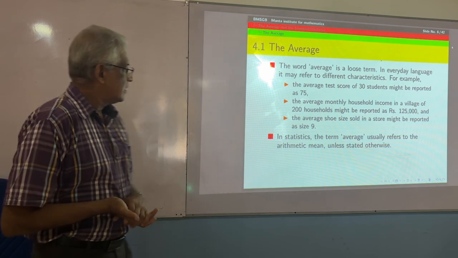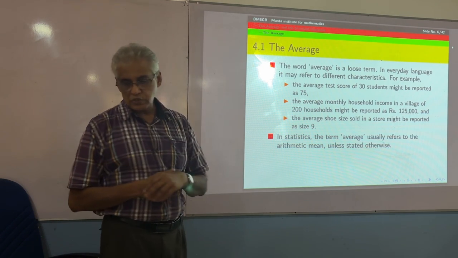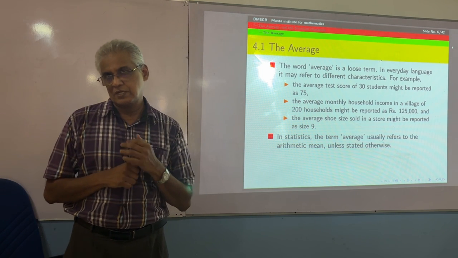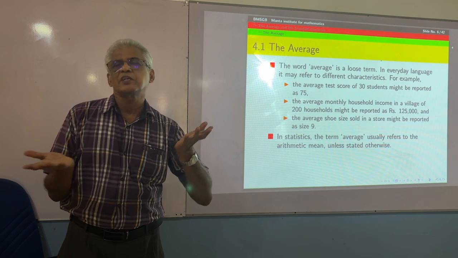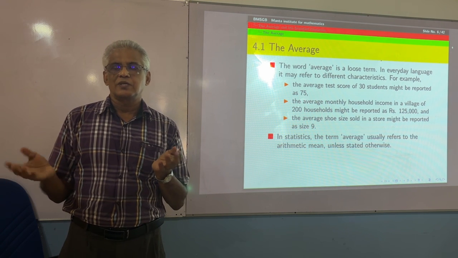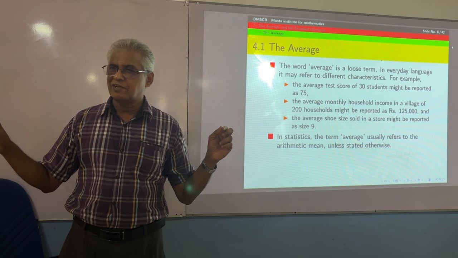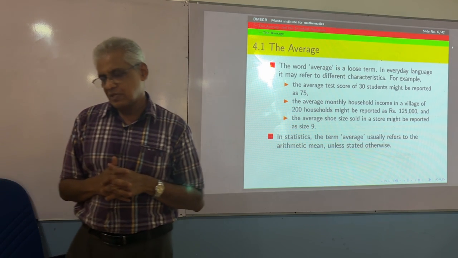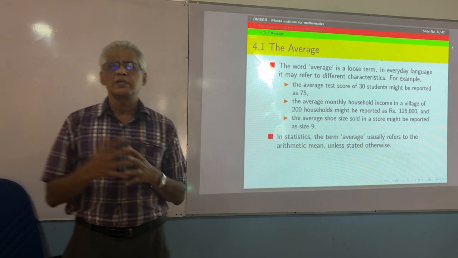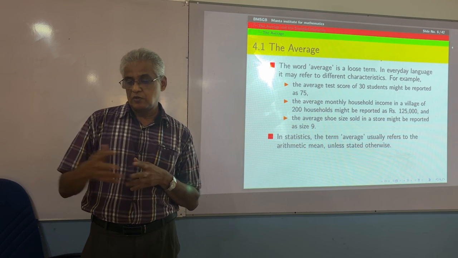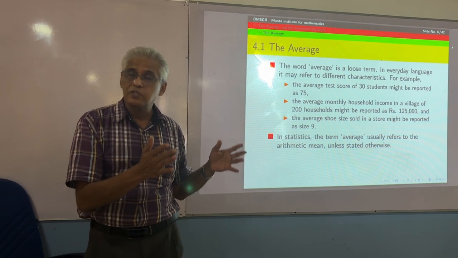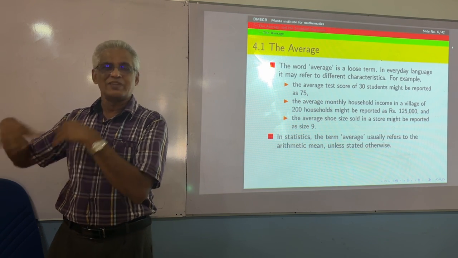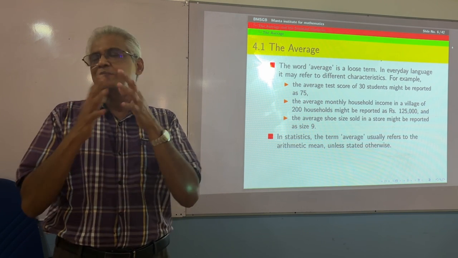And the third one says the average shoe size sold in a store might be reported as size 9. Definitely this is not the arithmetic mean. They have not added all the sizes they have sold and then divided by the number of shoes sold. And most probably it is not the median either. You may not say that 50% of the shoes they are selling are less than size 9 and the other ones are more than 9. If that were the case, then it would be the median, but this is definitely not the median.